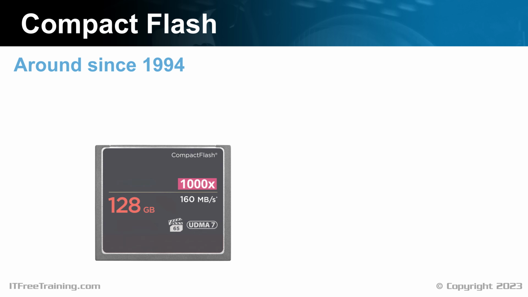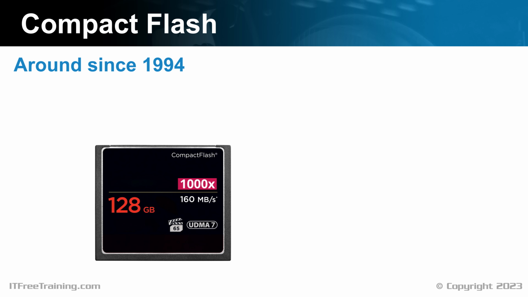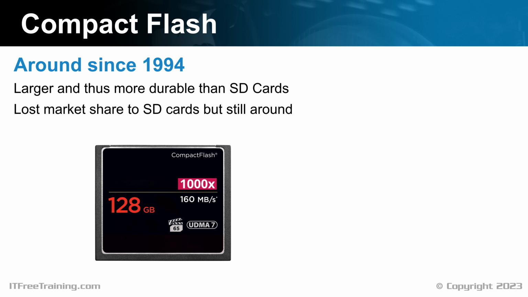Compact Flash has been around since 1994. There were some other flash storage technologies before this, but Compact Flash replaces these, and now those other technologies are obsolete. Compact Flash cards are larger than SD cards and thus more durable. Compact Flash lost a lot of market share to SD cards, but they're still used today. The main advantage to Compact Flash is it is more durable and generally faster than SD cards.